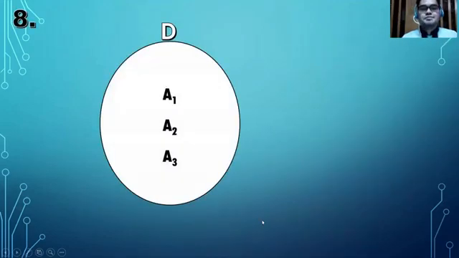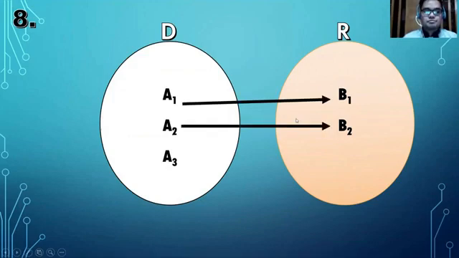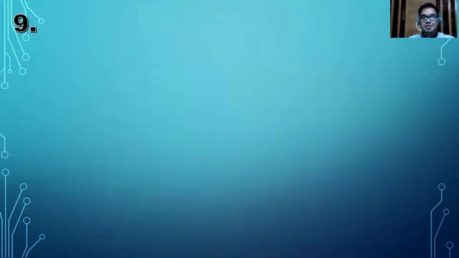For number 8. Okay. We have a sub 1, a sub 2, and a sub 3 as the elements of set D. B sub 1 and b sub 2 are the elements of set R. Is this a function? Okay, not a function because a sub 3 is not paired to any element of R. That is why it is not a function.